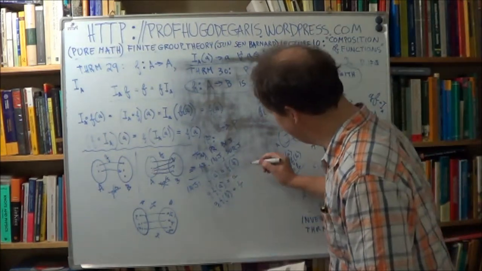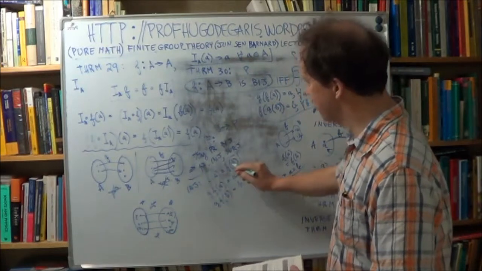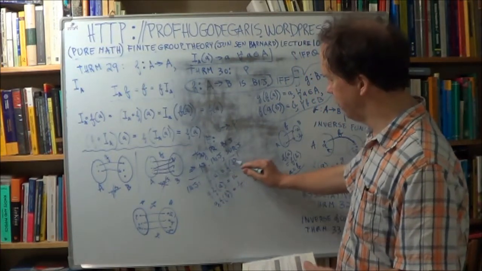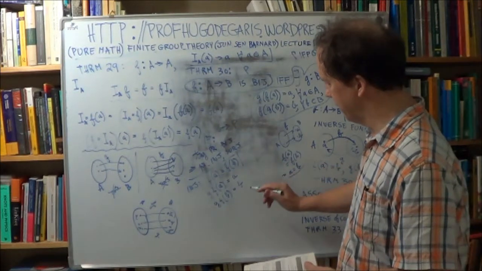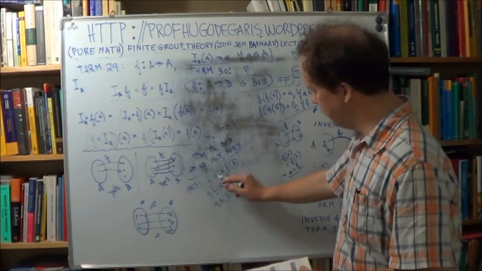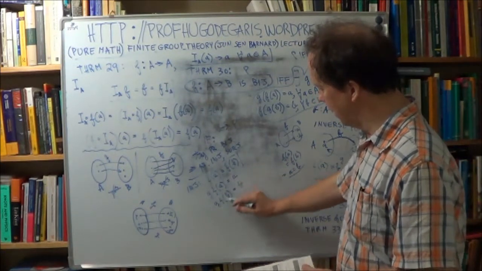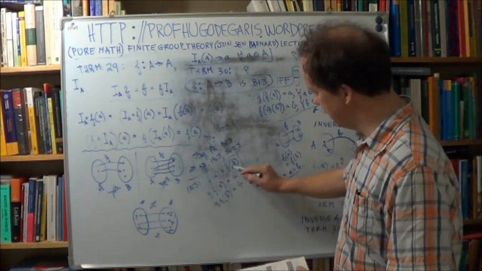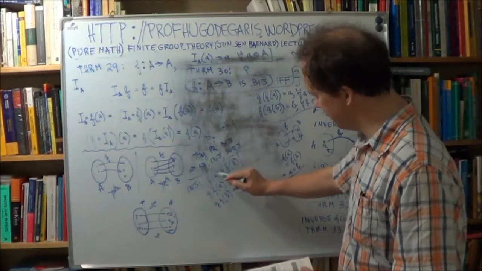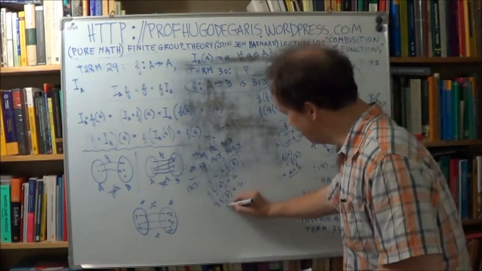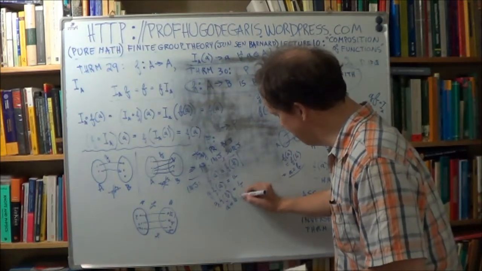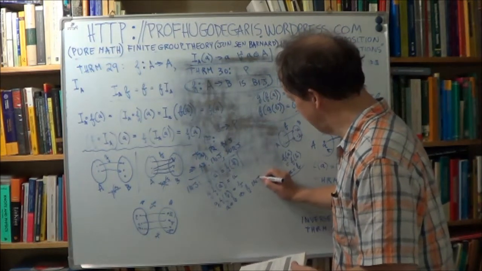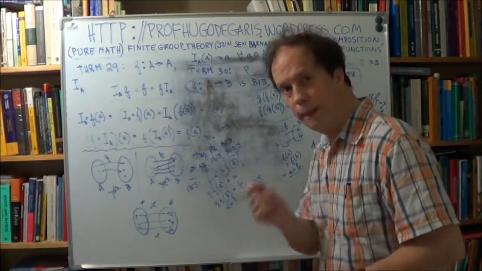Now, if we G both sides, GF of A is the same as GF of B, okay? But GF of A is A, and GF of B is B. So A equals B. And that implies F is injective. Hope you followed that. Okay?